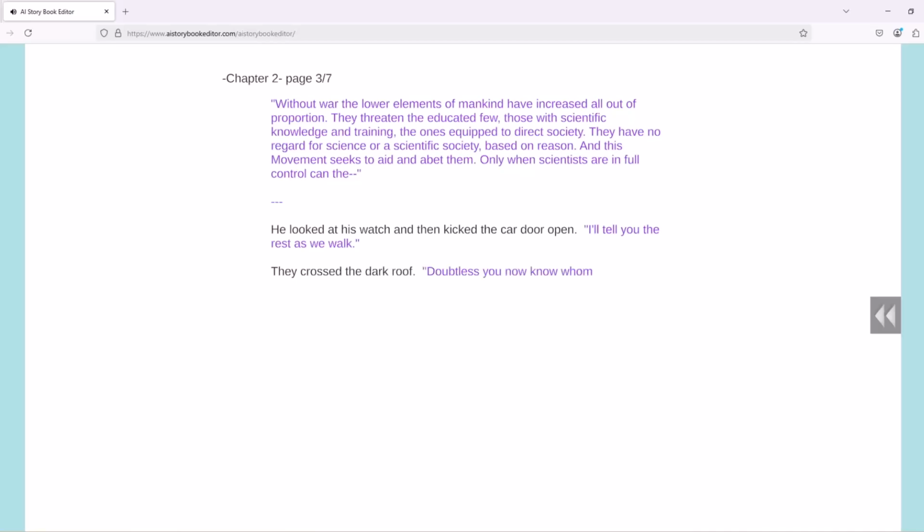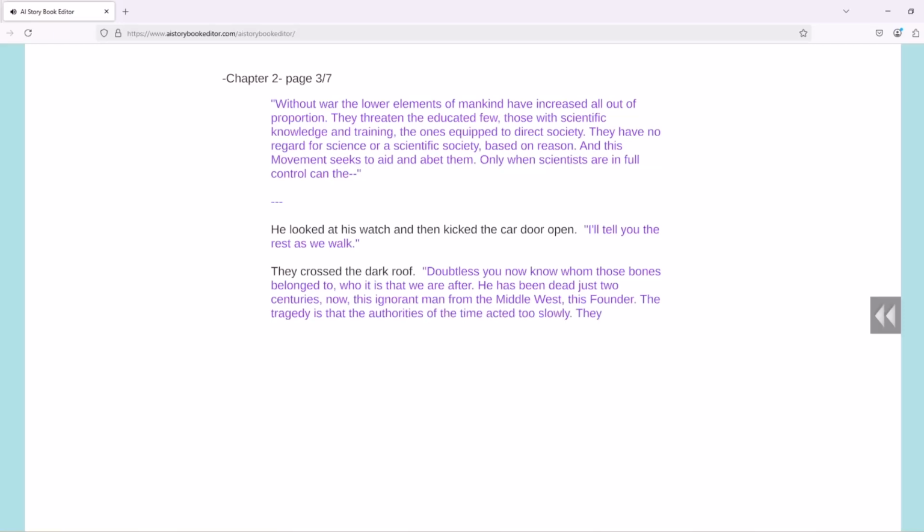"Doubtless you now know whom those bones belong to, who it is that we are after. He has been dead just 2 centuries now, this ignorant man from the Middle West, this founder. The tragedy is that the authorities of the time acted too slowly. They allowed him to speak, to get his message across. He was allowed to preach, to start his cult, and once such a thing is underway, there's no stopping it.